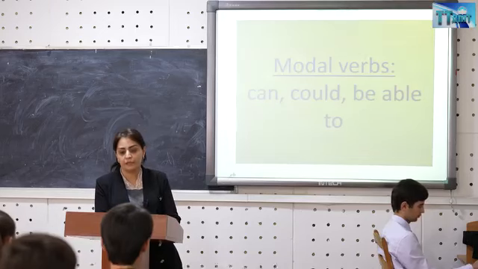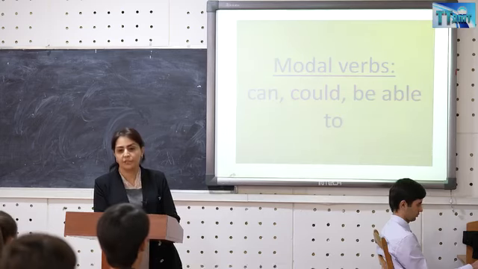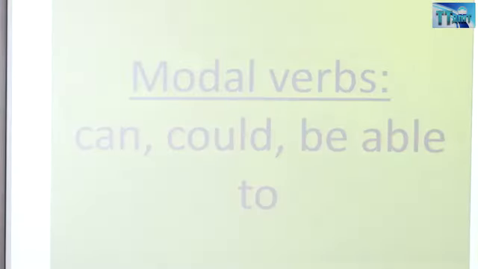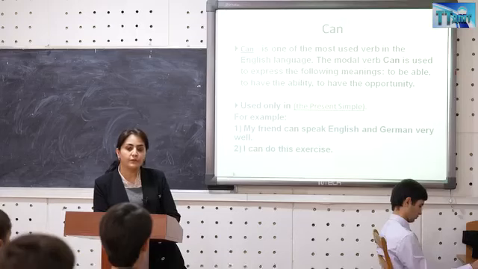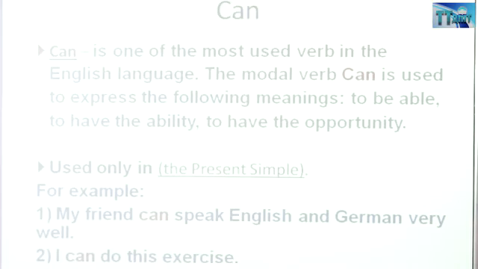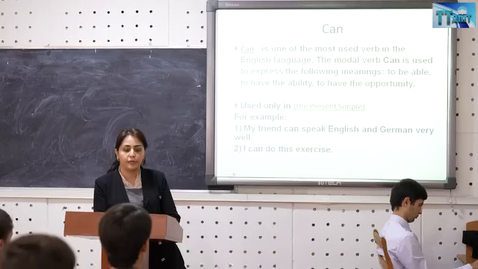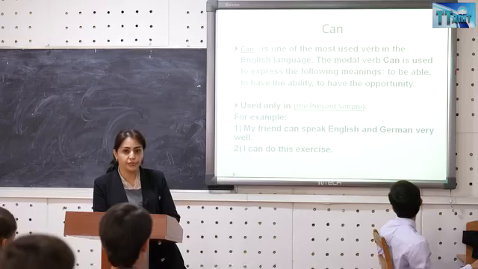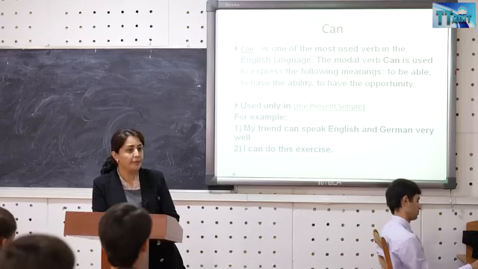Hello dear students, today we talk about the important grammatical rules of the English language. It is modal verbs can, could and their equivalents. Can is one of the most used modal verbs in the English language. The modal verb can is used to express the following meanings, for example, to be able, to have the opportunity, and to have the ability.